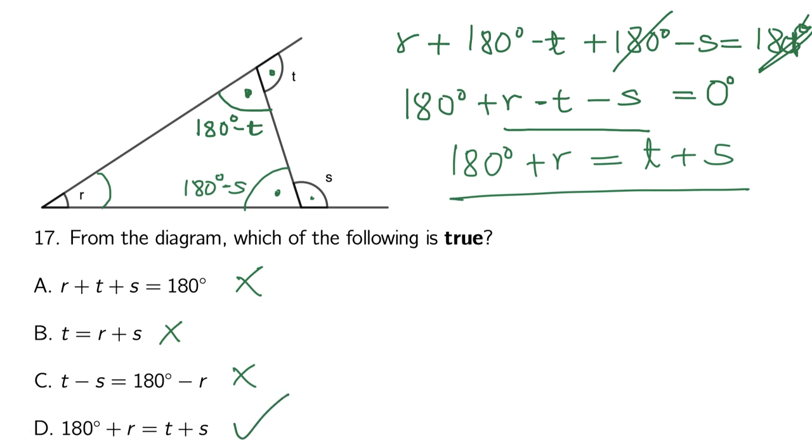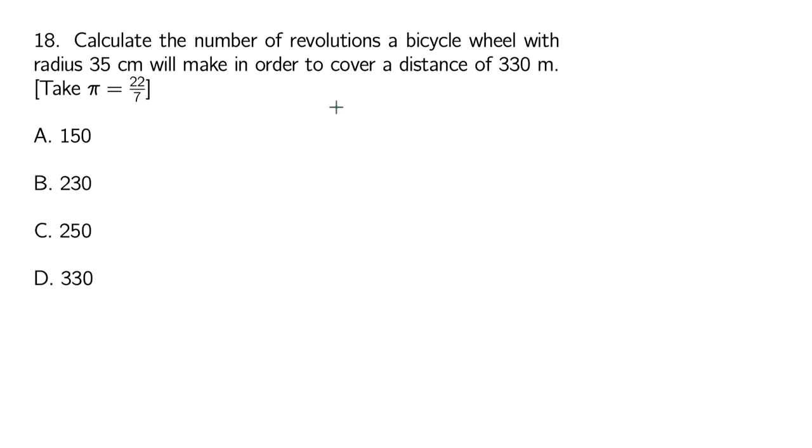All right, the next problem is question 18. It says calculate the number of revolutions a bicycle wheel with radius 35 centimeters will make in order to cover a distance of 330 meters. Now we have to remember that if you have a circle or a bicycle wheel, the distance it will cover in one revolution is the same as the circumference. One circumference.